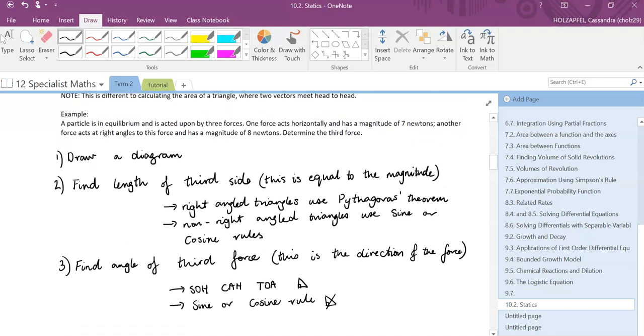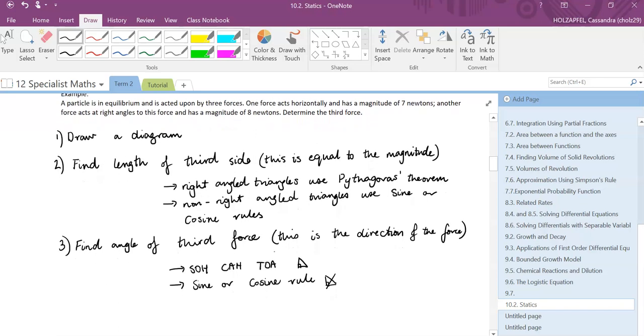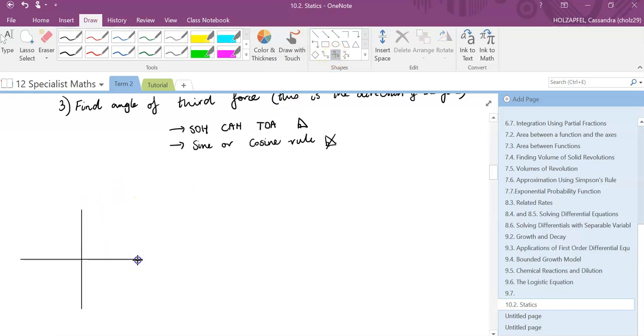So let's do this. The first piece of information that we know is that one force is acting horizontally with a magnitude of 7 and one is at right angles and has a magnitude of 8. If I was going to draw my graph here, I've got one vector that is horizontal and that is going to have a magnitude of 7. So this point here is going to be at 7, 0. We also have another vector that's operating at right angles to this, and that has a magnitude of 8, so this is going to be at 0, 8.